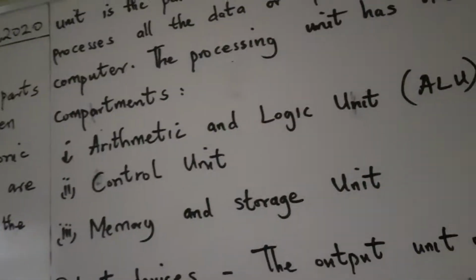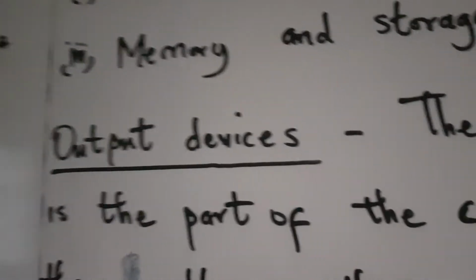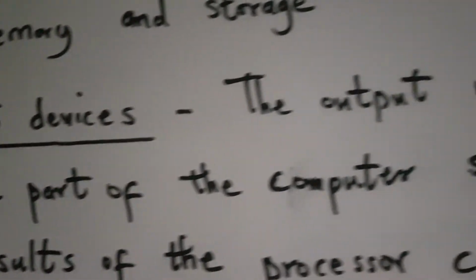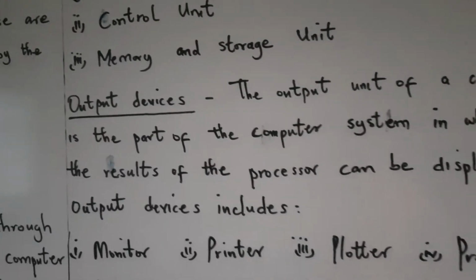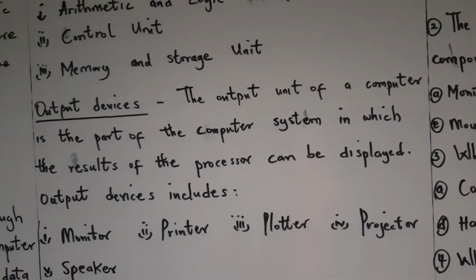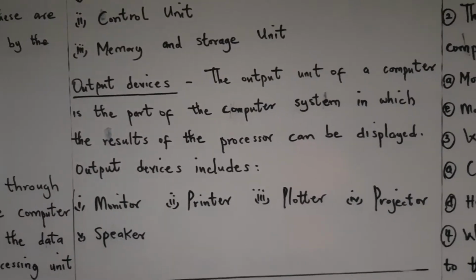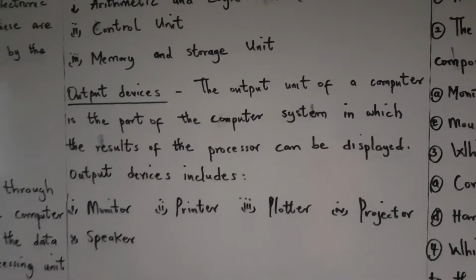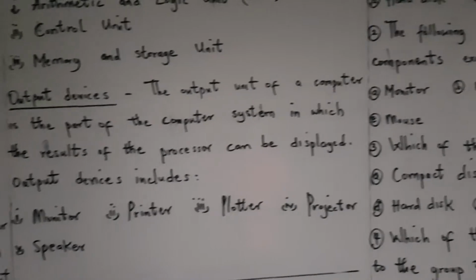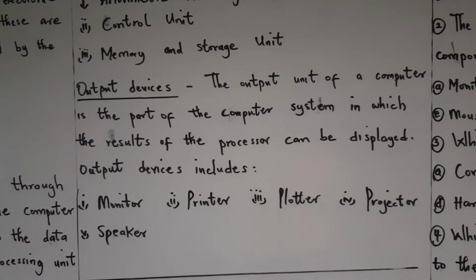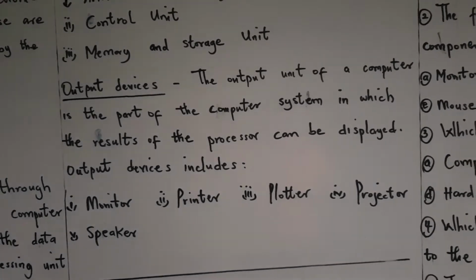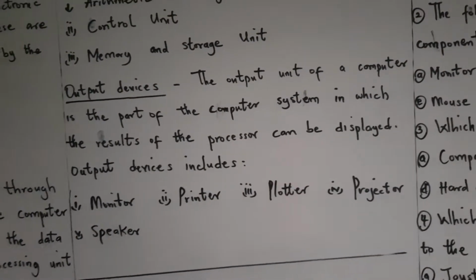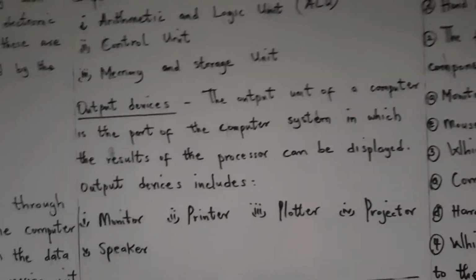Then, after the processing units, we move to our output devices. When your information is done processing, it's very important to you as a user to get the feedback. And that feedback is only gotten through our output devices. Our output devices is that part of the computer system in which the result of the processor can be displayed. And some of these output devices are your monitor, your printer.